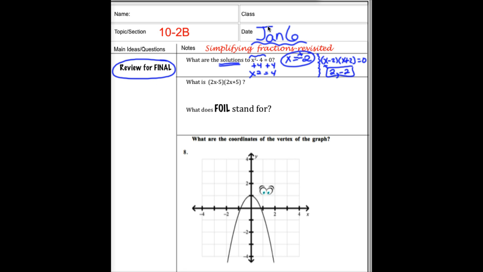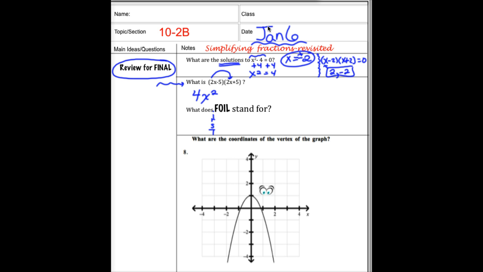Next question, what is this binomial two-termer times another binomial? Well, we need to recognize that this is a case of the FOIL method for distribution. We do firsts. So the F stands for first. 2x times 2x gives me 4x to the second, because when we multiply, we add exponents.